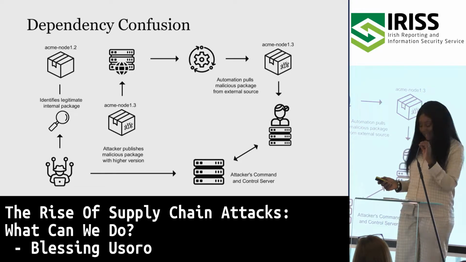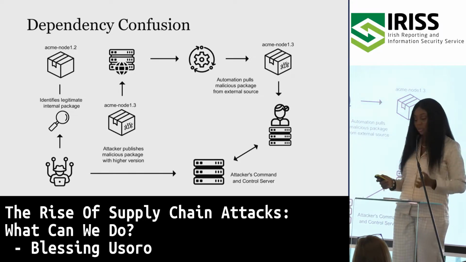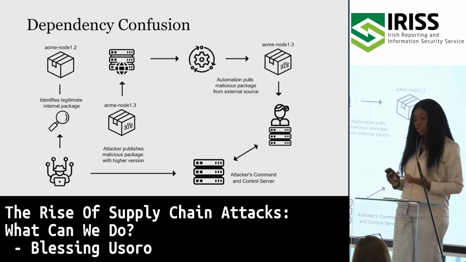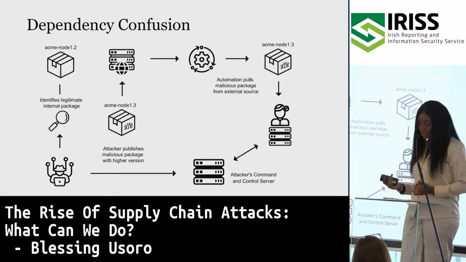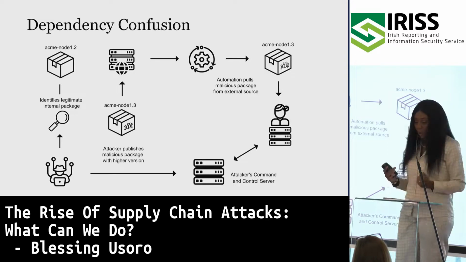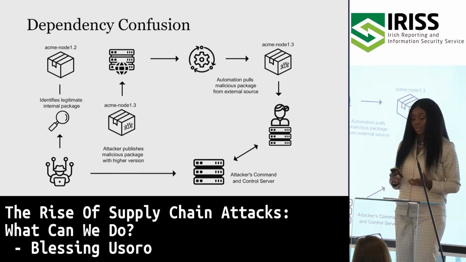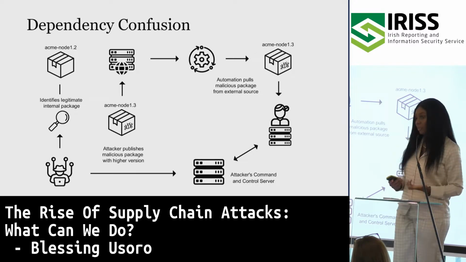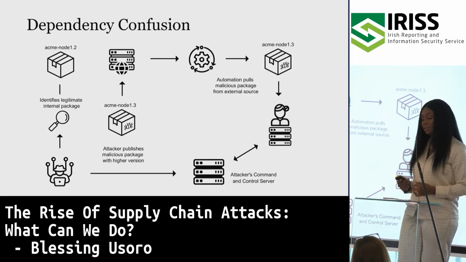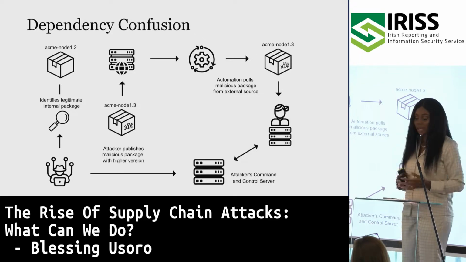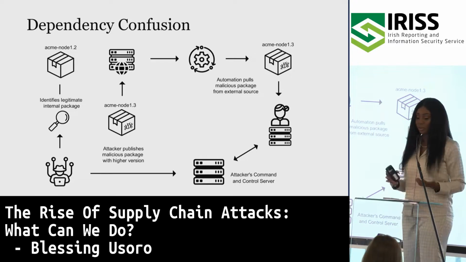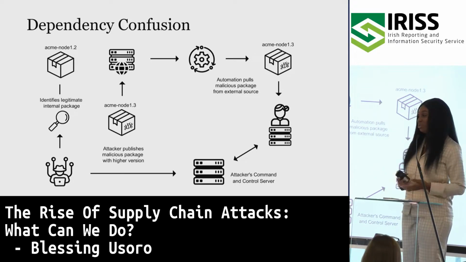This is a technique that involves tricking software installer scripts to pull in malicious packages from a public repository. How is this done? The attacker scans your network for information, all of this is around reconnaissance. They see that you have a legitimate package called ACME node 1.2, right?